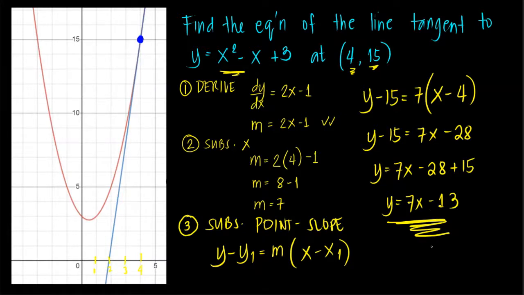y equals 7x minus 13 is the equation of the tangent line kay x squared minus x plus 3 at 4, 15. As you can see, simplifying the point slope form of an equation turns it into the slope-intercept form. So, y equals 7x minus 13. So, nabala siya nga, okay, 7 is our slope, and then negative 13 is supposedly our y-intercept.